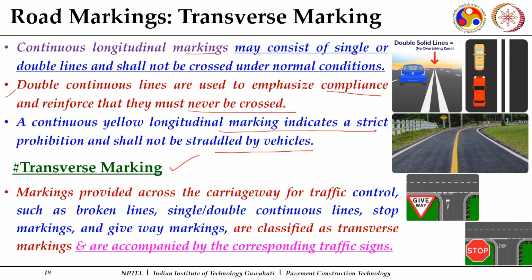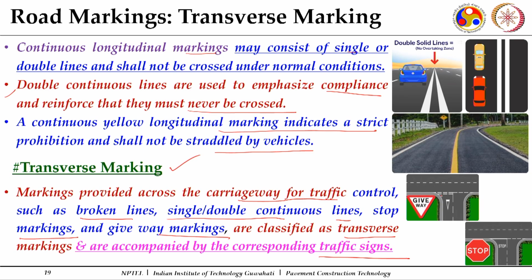Then you have the transverse marking. This is one type of marking. Markings are provided across the carriageway specifically, and the purpose is traffic control, and they are again in the form of broken lines, single and double continuous lines. They come with the stop markings and give way markings. Along with it we have the markings for stop and give way, and they all come under the category of transverse markings. When these are there, they are also accompanied by traffic signs. In our next lecture we will be discussing traffic signs also.